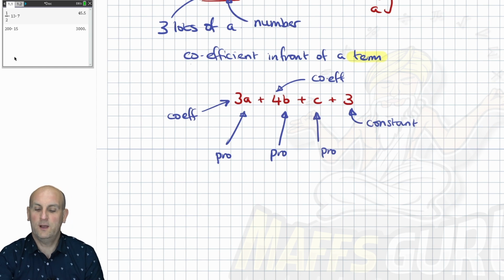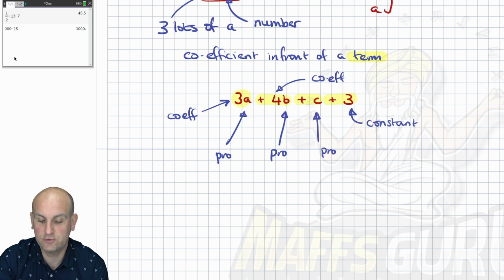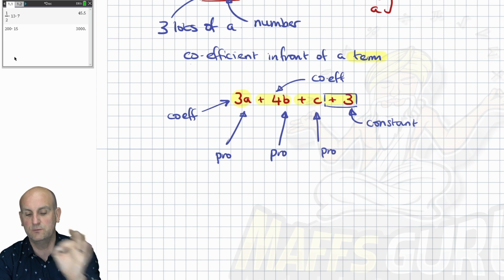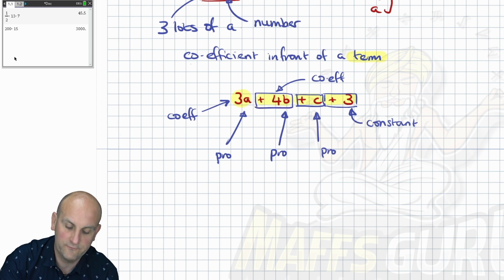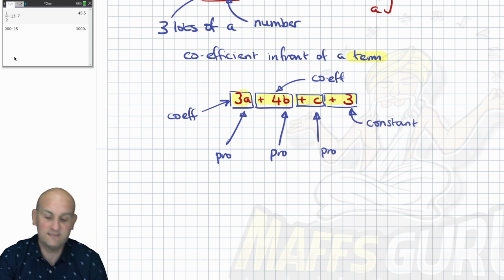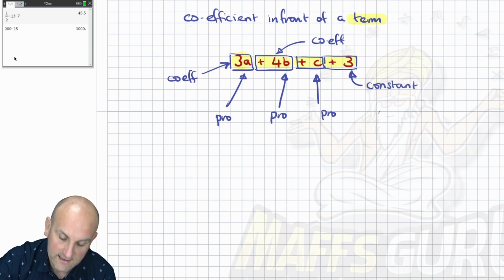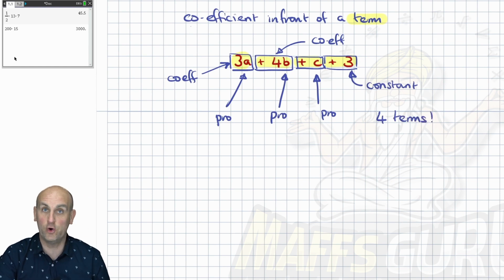So what's a term? Well, a term is anything that's separated by a plus or a minus. So this thing here is a term, that is a term, that is a term, and that is a term. And again, it is critically important that you notice that I have highlighted the plus with the 3, the plus with the C, the plus with the 4B, and the 3A. Now actually there is a plus in front of that 3A, but we tend not to write it through convention. So in this situation, that has 4 terms.